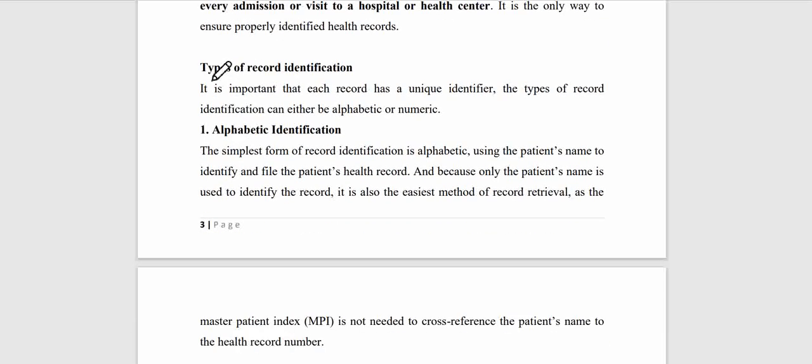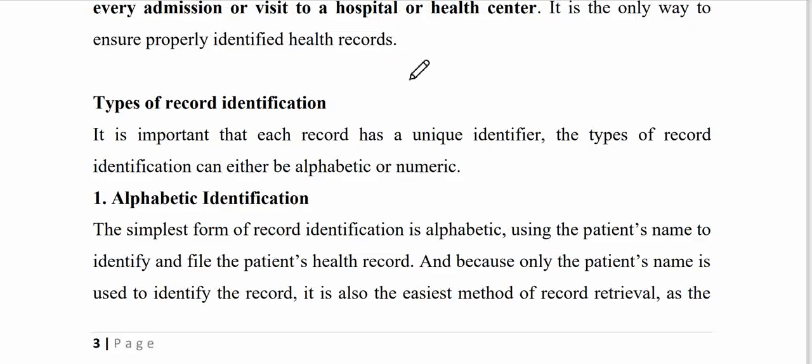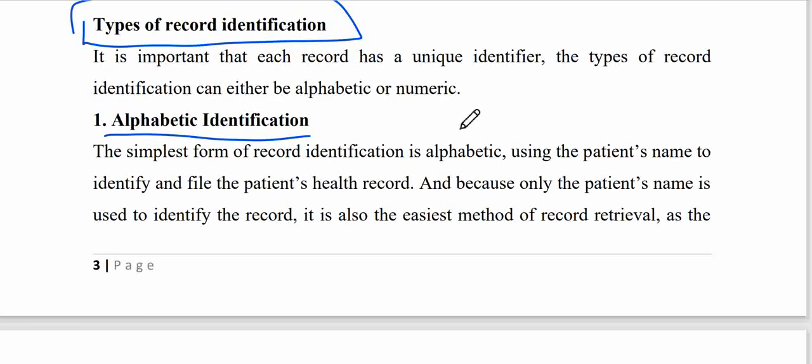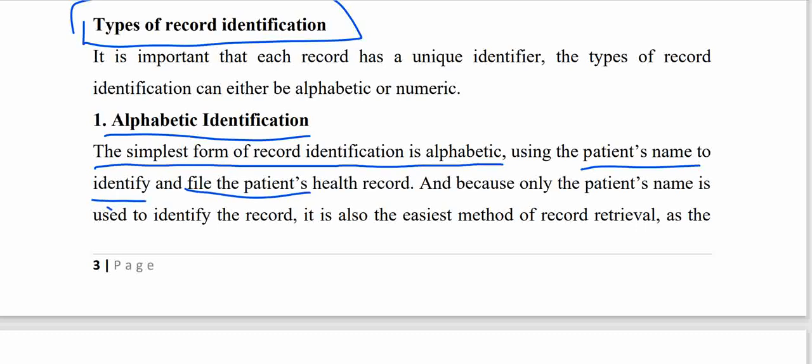All right, so now we have types of record identifications. Number one, we have alphabetical identification. These are the simplest forms of record identification because it simply uses the patient names in order to identify the patients and also file the patient records. So to file the patient records alphabetically, you only need to know the patient's name in order to arrange your files.